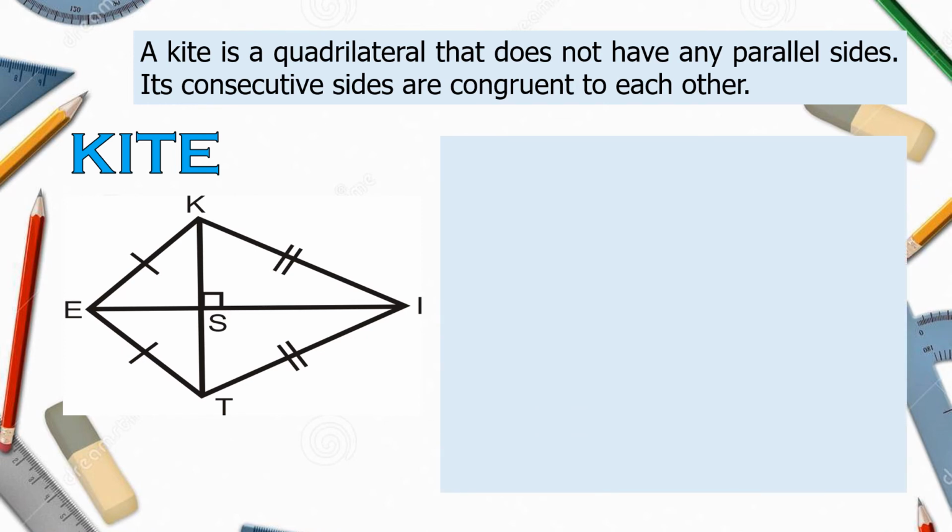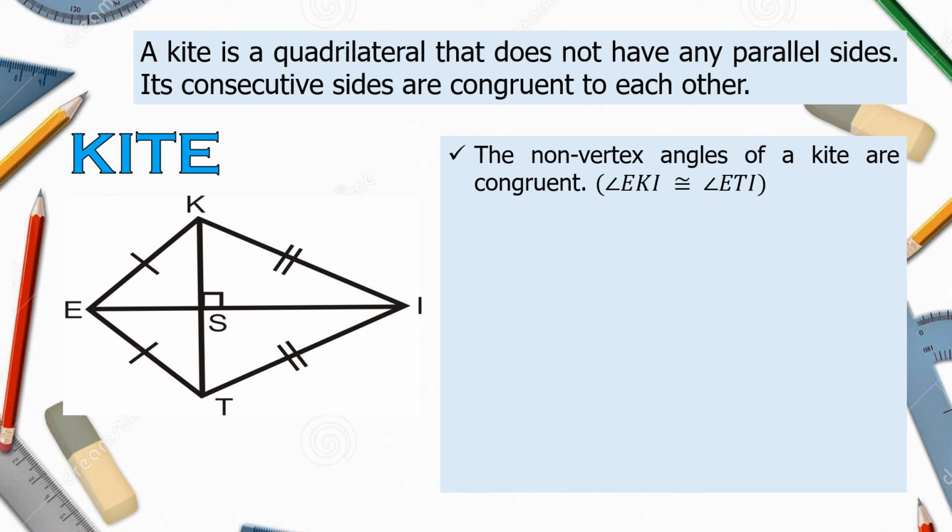So, let us discuss the properties. The non-vertex angles of a kite are congruent. So, alin ba dito yung non-vertex angles? So, we have the angle EKI and angle ETI. Sila yung magka-congruent. Pero, yung kabilang angles, hindi sila congruent. So, take note, meron lang tayong isang pair dito ng congruent angle. So, yung ibang angles, yung dalawa, yung KET at KIT, hindi sila congruent.